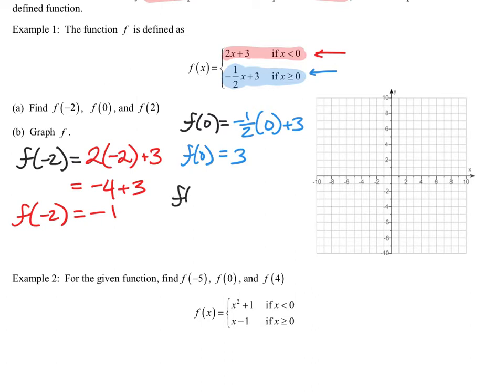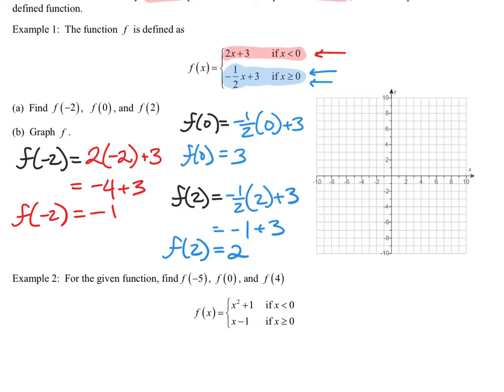And last but not least, we want to evaluate f of 2, which again would mean that I want to use the part where the domain is larger than or equal to 0. So I'm going to plug in 2 to the blue equation, the second part, because that's where it's defined on its domain. Then I just do some multiplication and addition, and I would get that f of 2 is equal to 2.